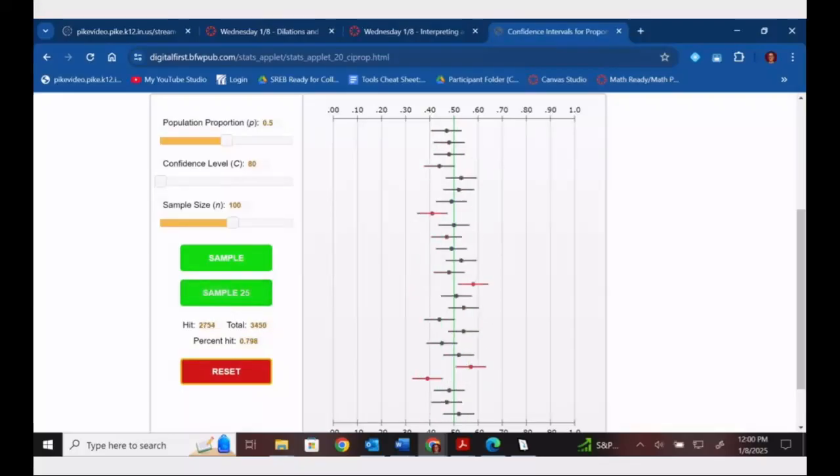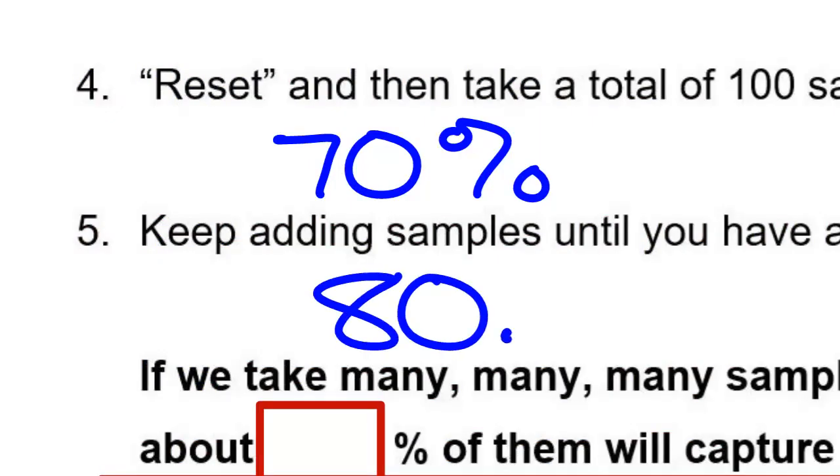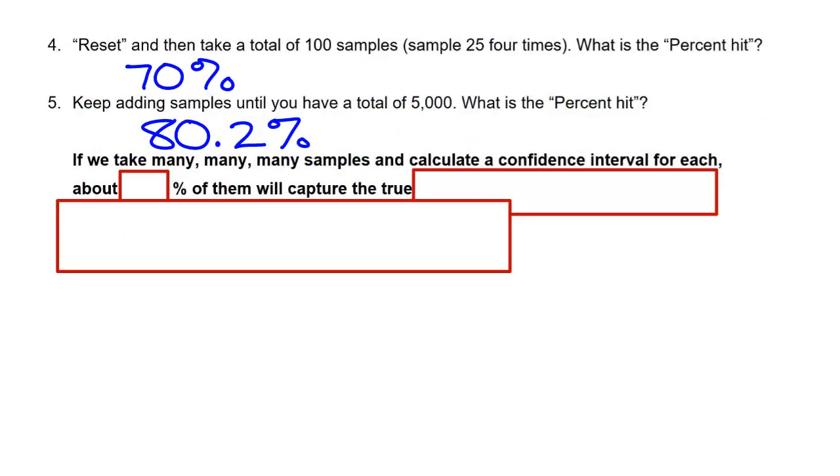There I'm at 3,000. 4,000. And finally, 5,000. What's my percent hit now? 0.82. So I have 80.2%, 0.802. You'll notice the numbers are all hovering right around where?